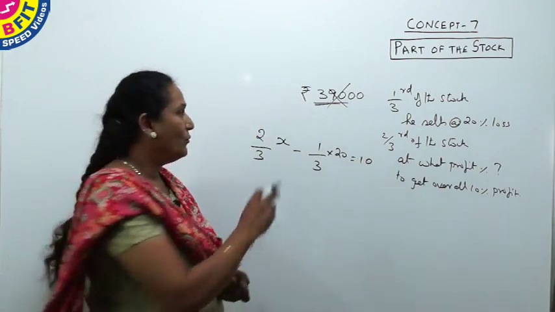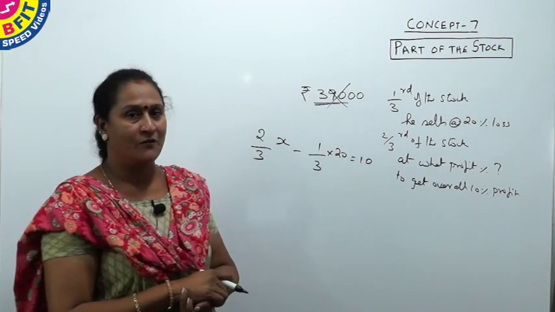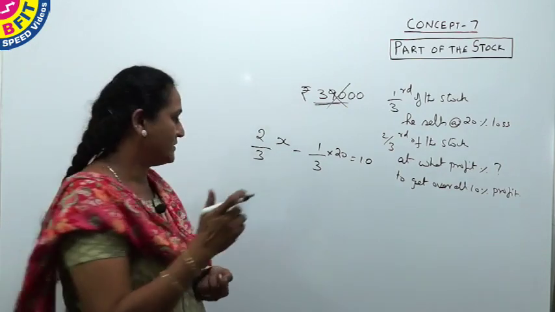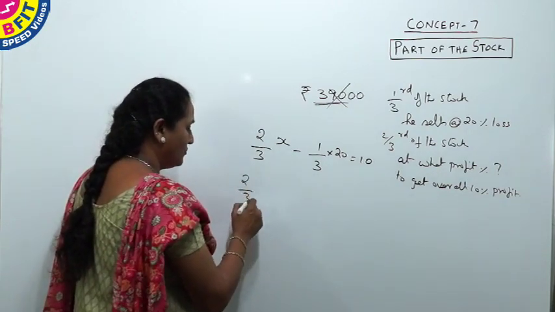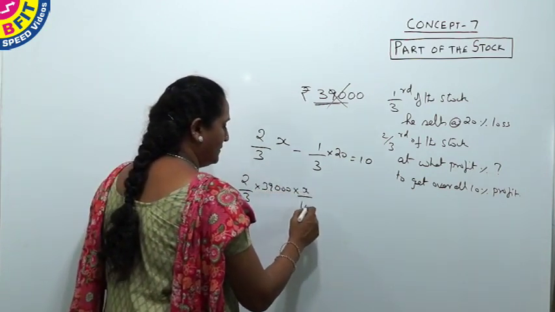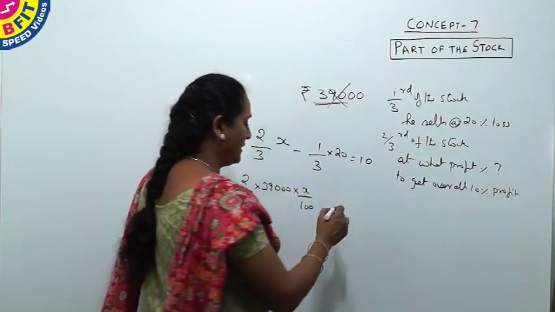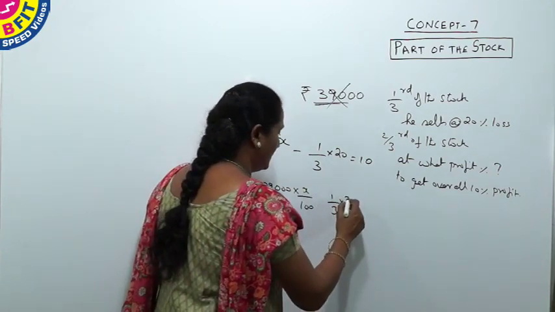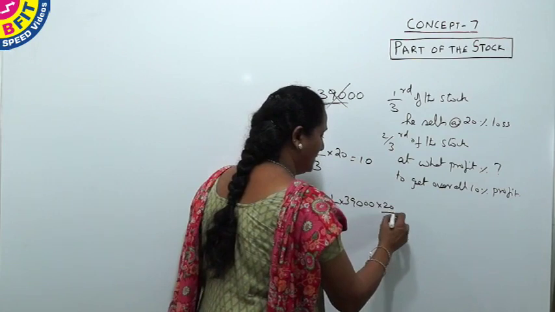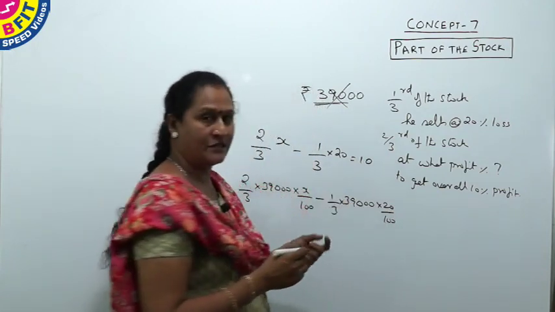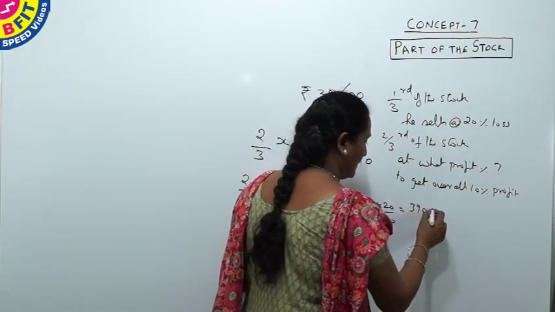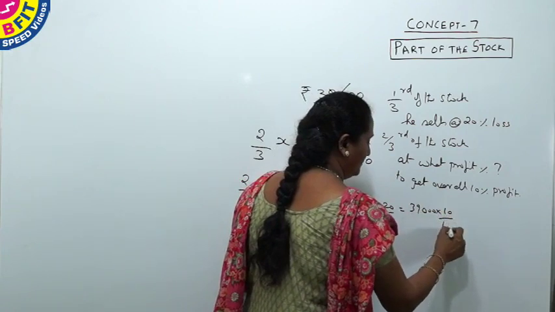So I will tell you why we need not consider the stock value. What is 2/3 of 39,000? So instead of writing 26,000, I'll write 2/3 of 39,000 at X% profit. And the remaining is 1/3 of 39,000 at 20% loss. So as it is loss, we subtract. So overall, in this 39,000, 10% profit.